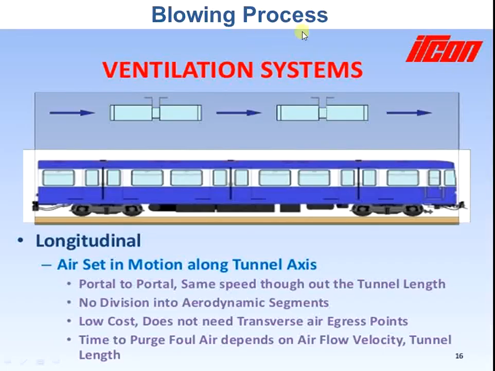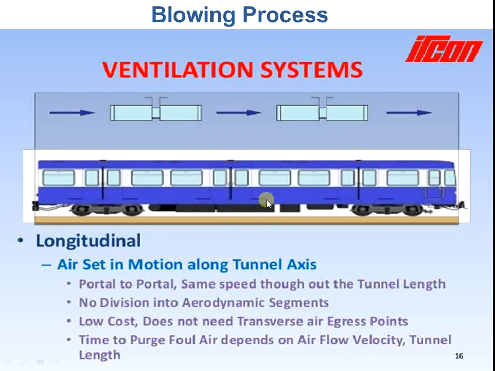First, the blowing process, which is a longitudinal ventilation system. The air is set in motion along the tunnel axis, from portal to portal at the same speed throughout the tunnel length. No division into aerodynamic segments. Low cost, and it does not need transverse air egress points. The time to purge foul air depends on airflow velocity and tunnel length.